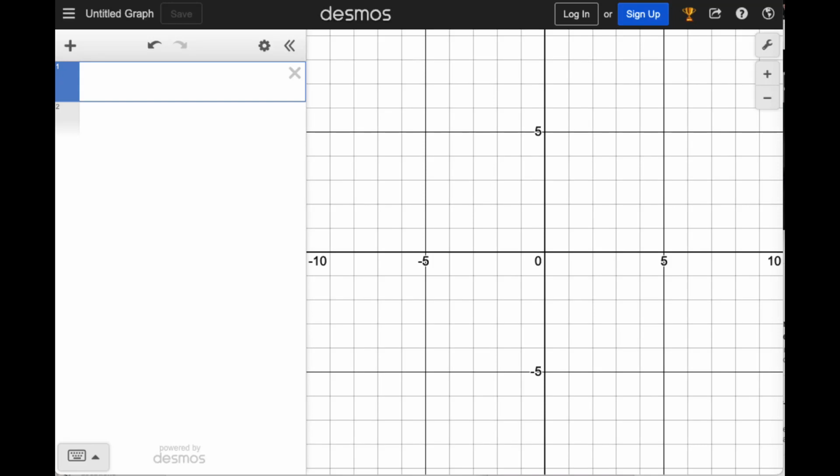In this video, we'll be starting with a simple quadratic function, f of x. We'll find its inverse function, f inverse of x. Then we'll look at the composition of these two functions.